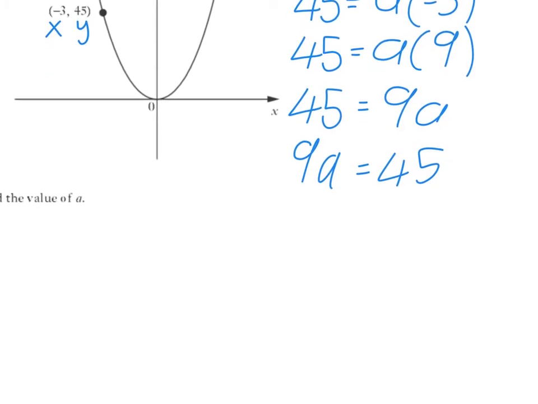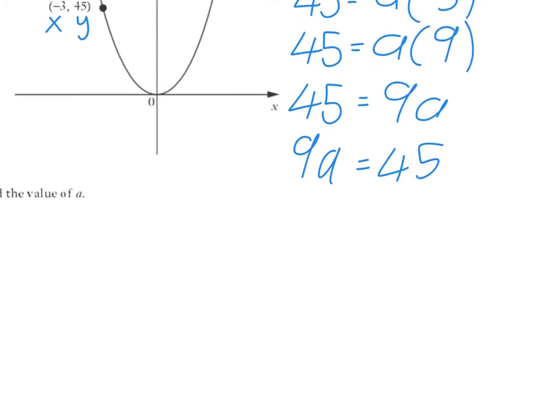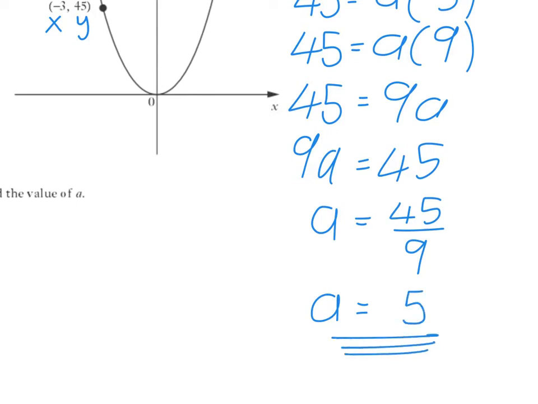Now the last step is to take the 9 to the other side. So 9 is currently multiplying the a, which means when we take it onto the other side, it will divide the 45. So we have a equals 45 divided by 9, which is 5. a equals 5 is the final answer.